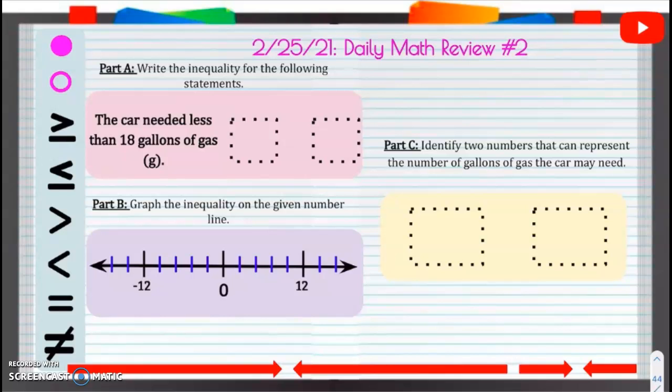DMR number 2, part A, we're going to write the inequality for the following statements. All right, so the car needed less than 18 gallons of gas. So we have gas, our variable, or our letter, is G. 18, and it says the car needed less than, so not equal to, but less than. So G, the gallons, is going to be less than that 18.